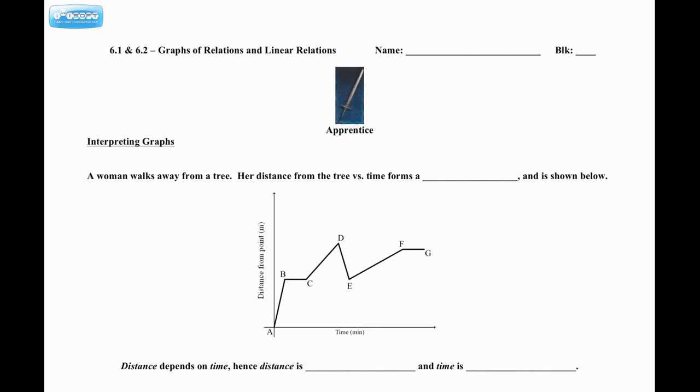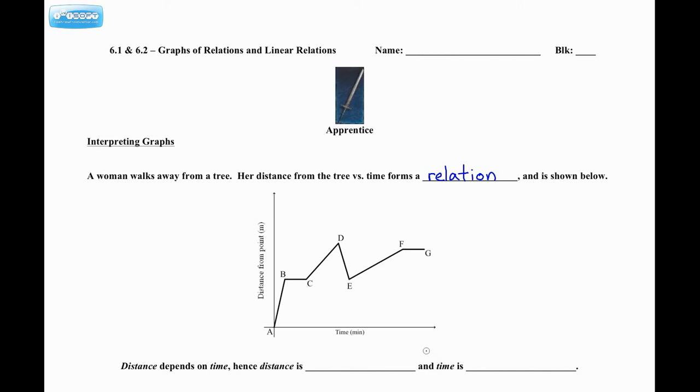So below we have a woman. She walks away from a tree. Her distance from the tree versus time forms a relation, because we say that those two quantities are related, and is shown below. So below we have a graph.